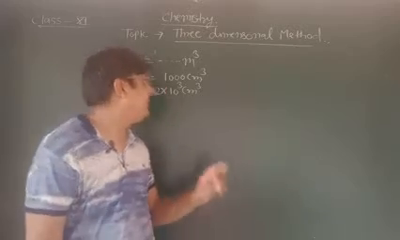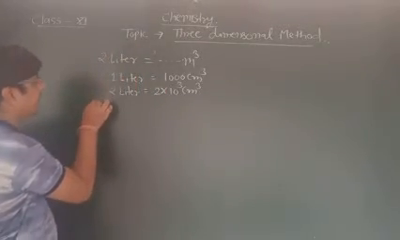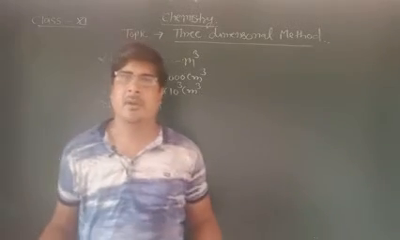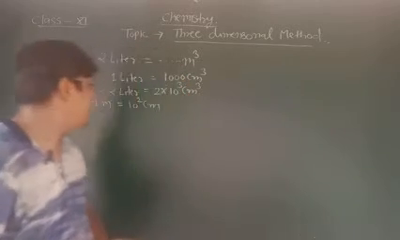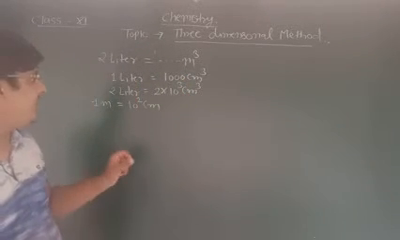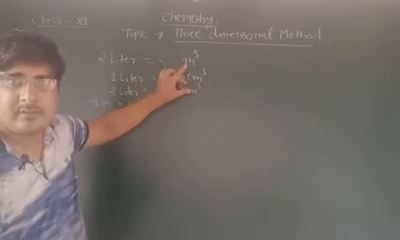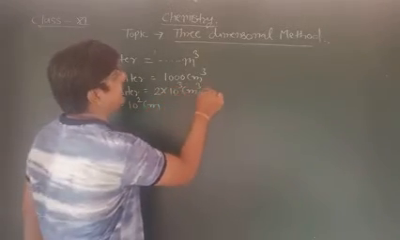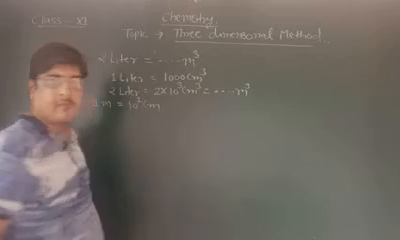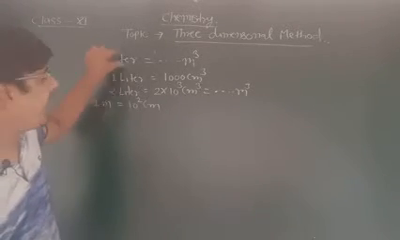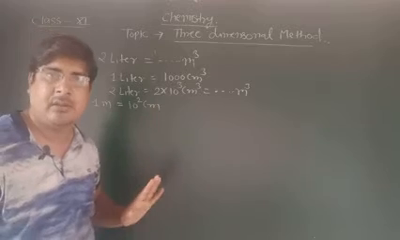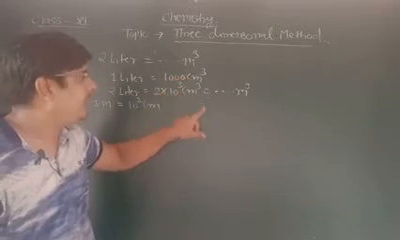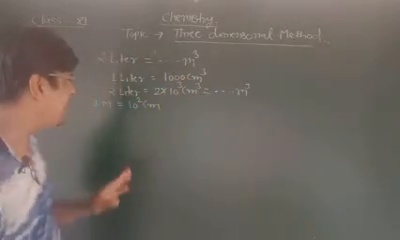And we know the relation between meter and centimeter very well. 1 meter is equal to 10 to the power 2 centimeter. So first, 2 liter means 2 into 10 to the power 3 centimeter cube. It means you will have to convert 2 into 10 to the power 3 centimeter cube into meter cube in this question. Okay, how can we do this?